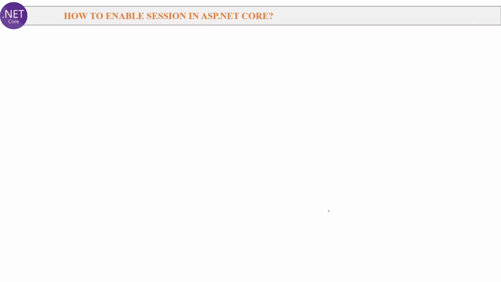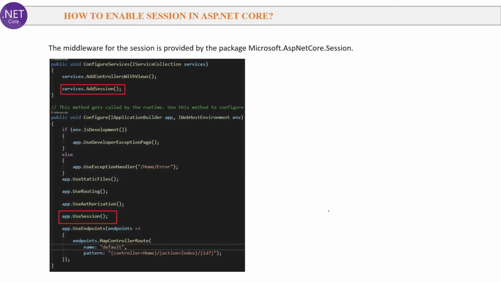Next question is how to enable session in ASP.NET Core. It's quite simple. The middleware for the session is provided by the package Microsoft.AspNetCore.Session. Here you can add the session service in the ConfigureServices method and then add the middleware component app.UseSession in the Configure method of the Startup class. It will enable session in ASP.NET Core. That's it.